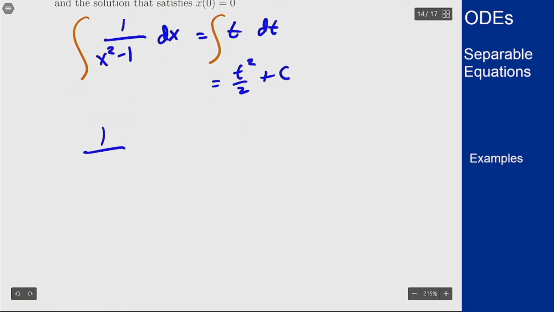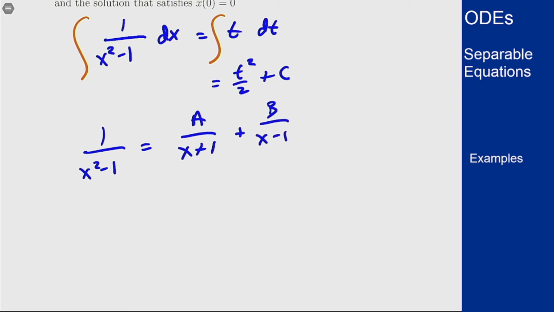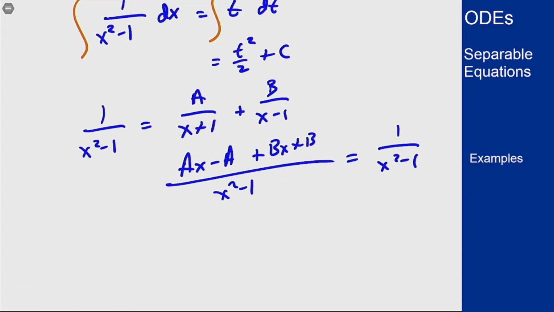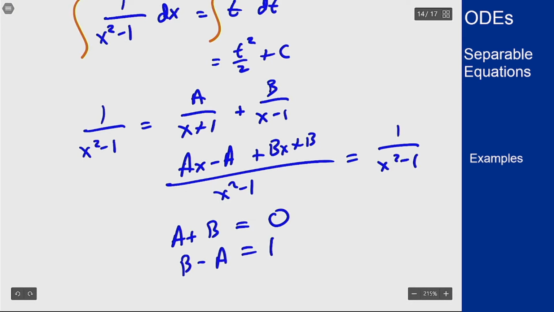So I want to write 1/(x^2 - 1) as something over x + 1 plus something over x - 1, because that's how x^2 - 1 factors. And so we'll have (ax - a + bx + b)/(x^2 - 1), combining the expressions, equals 1/(x^2 - 1). And so I will need a + b for the x coefficients to equal 0, and b - a = 1. This is satisfied by b = 1/2 and a = -1/2.